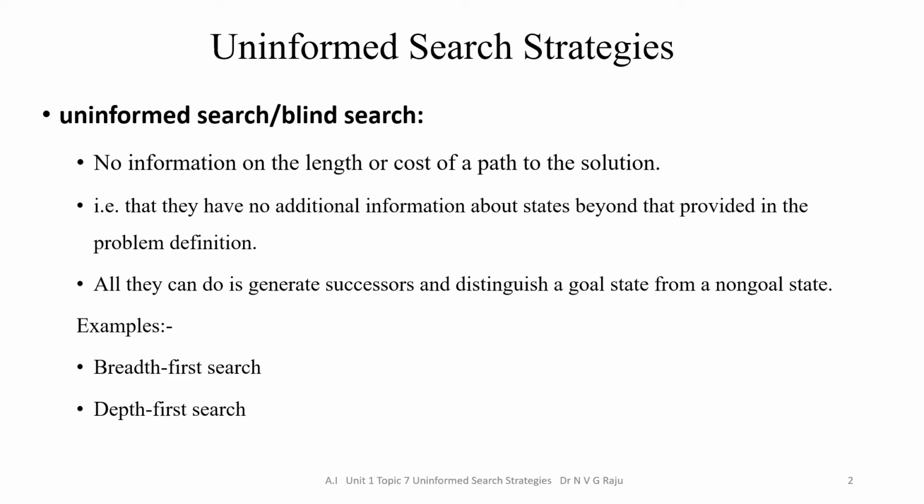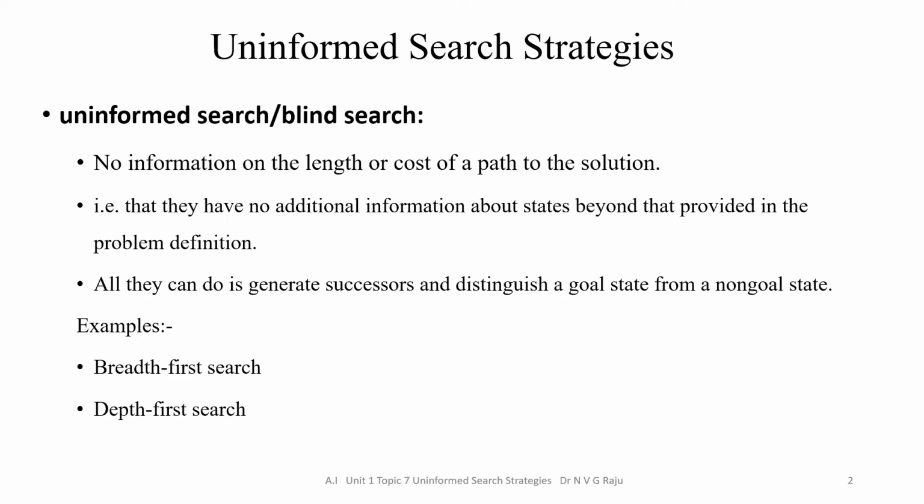A node is a data structure used to represent a search tree. The collection of nodes that have been generated but not yet expanded is called the fringe. In today's discussion, we are going to discuss more about the fringe. Search algorithms are judged on the basis of completeness, optimality, time and space complexity.